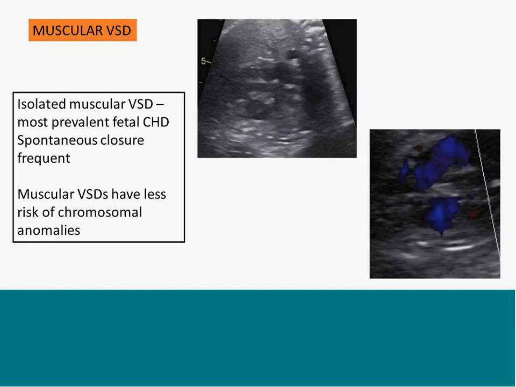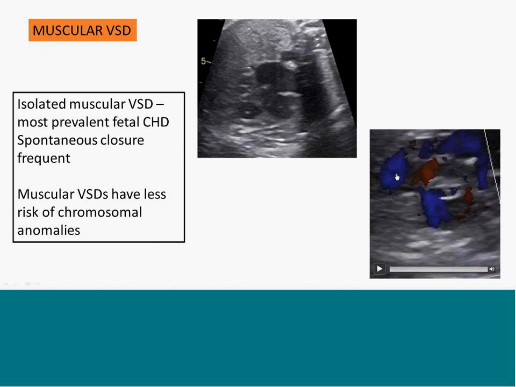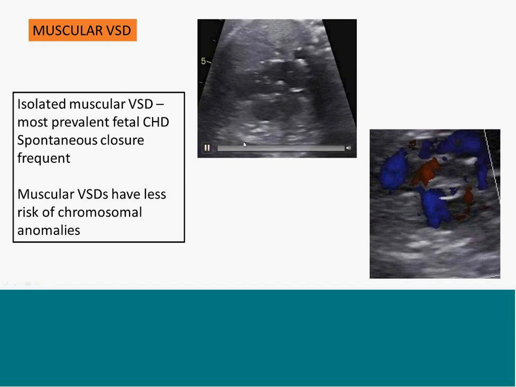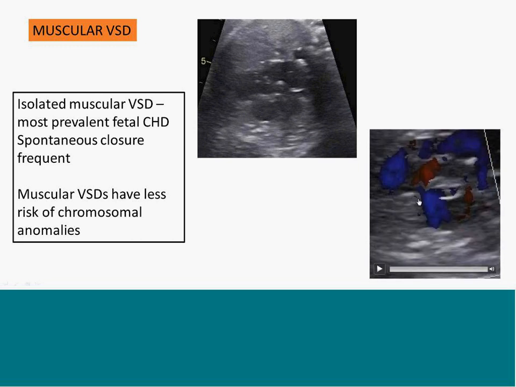Now, coming to simpler lesions like muscular VSDs, I personally feel muscular VSDs are the most difficult, because for whatever we have seen, they're very easy to diagnose if you get a good four-chamber view. However, muscular VSDs will always be confusing for you. Now here you can see a defect in the mid-muscular septum, and you see the flow going through it, which is quite satisfactory.